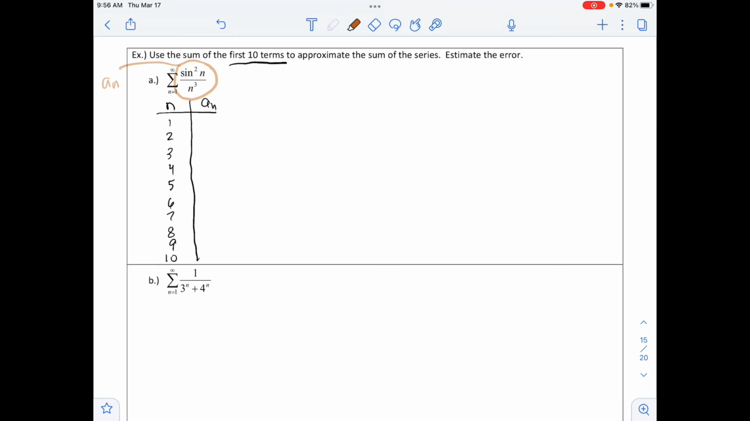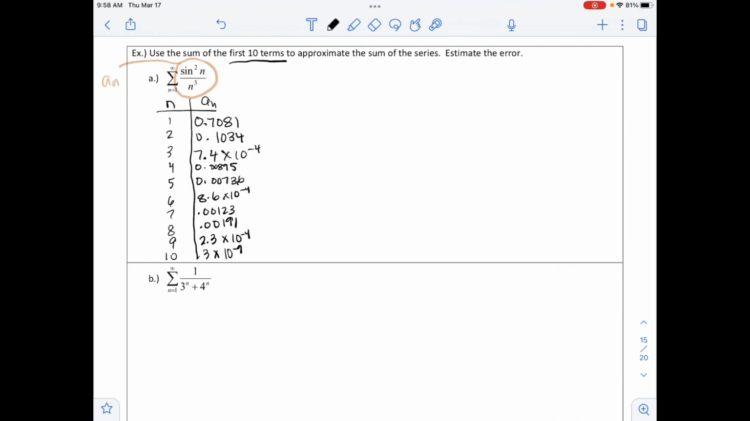And so using a calculator, we get the first term to be 0.7081. Substituting in 2 for our second term, we get 0.1034. Substituting 3, we get 7.4 times 10 to the negative fourth. And then continuing this on to get the remaining values, and from the calculator, we get those remaining terms.